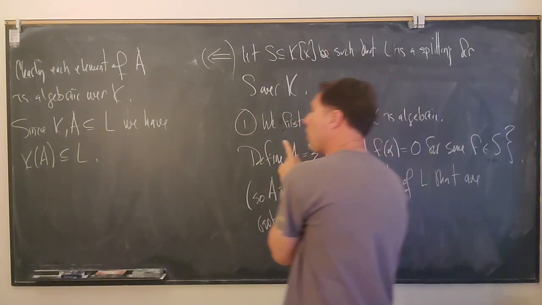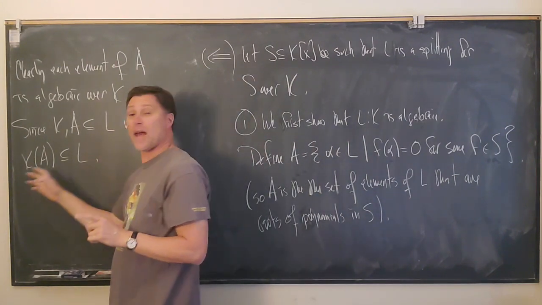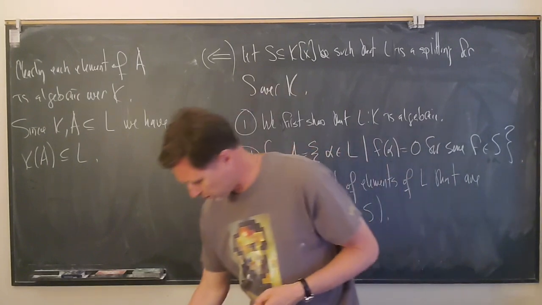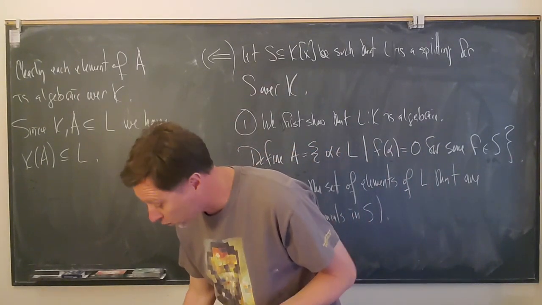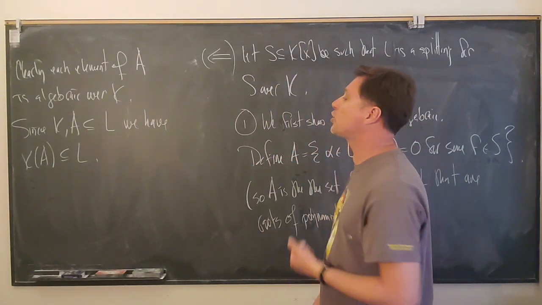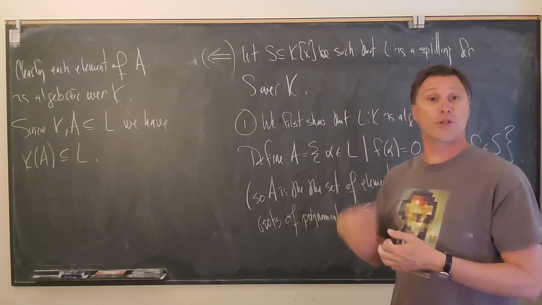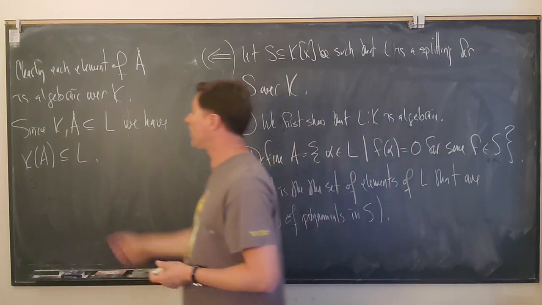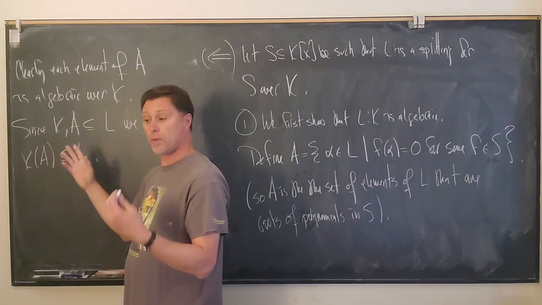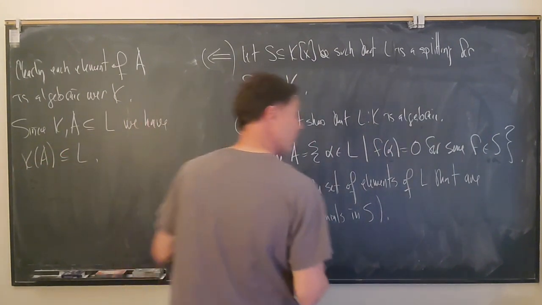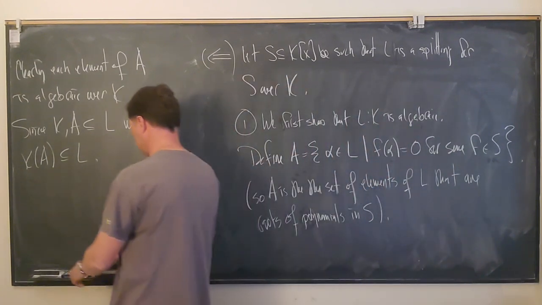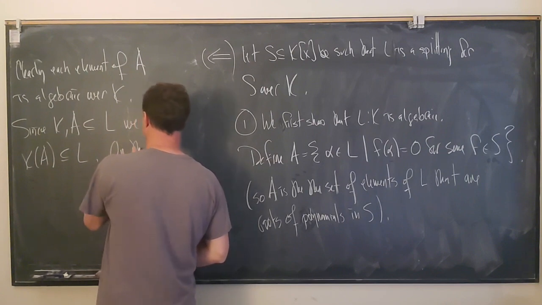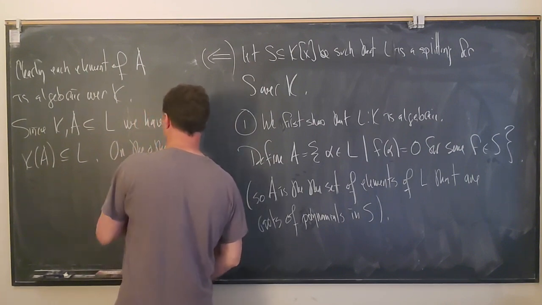If I could show that L is actually equal to K adjoin A, then we have our theorem from, I don't remember what theorem it is, it's corollary 1.8, right? If you adjoin a bunch of algebraic elements to K, you get an algebraic extension. And so if we could show that L is equal to K adjoin A, then we'd be able to conclude that L over K is algebraic. So on the other hand, I need to get the reverse containment now.